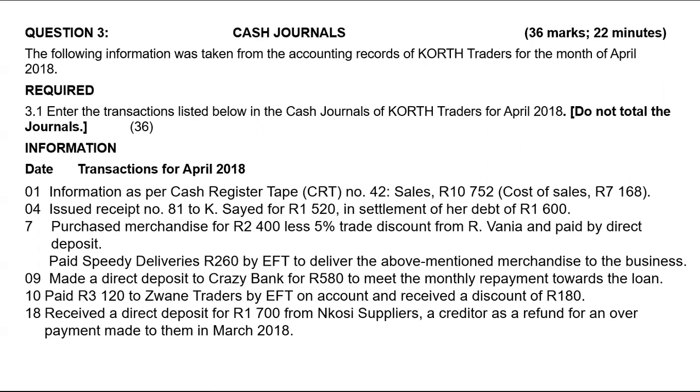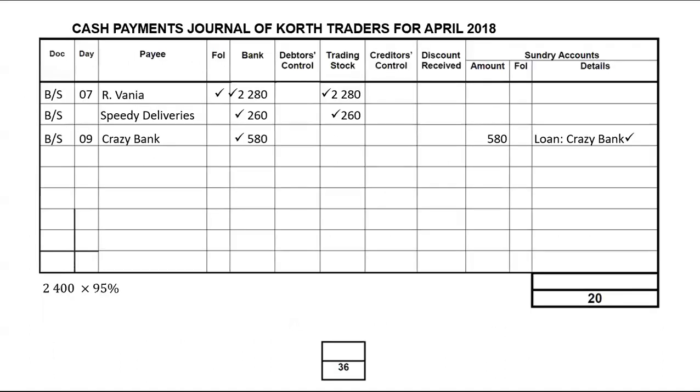Now, since we are the ones that are paying, this transaction will be recorded in the cash payments journal. When we record it in the cash payment journal, we'll write it as BS. BS stands for bank statement, not what you're thinking of. And under payee is the person that we are paying, which is Zwane Traders, and the bank will put in that 3,120. How much were we owing them in total? Note that they gave us a discount of 180.